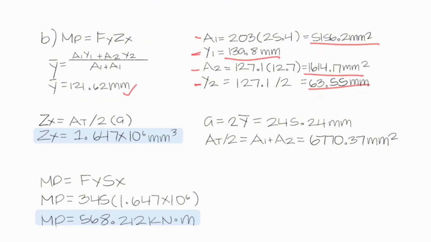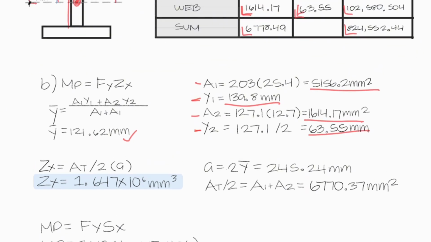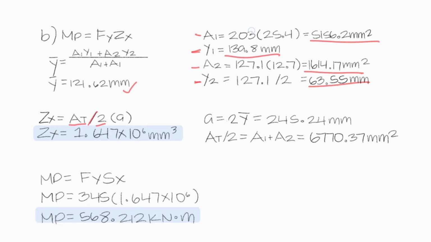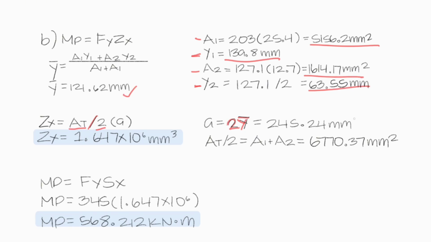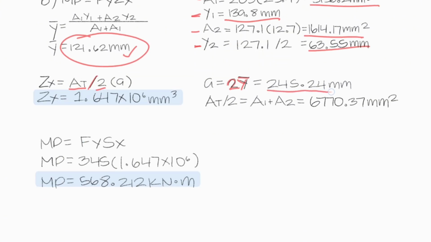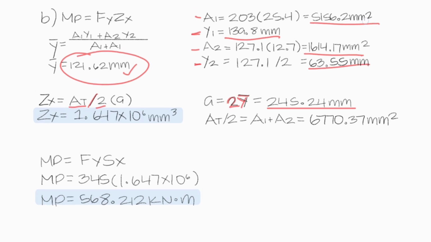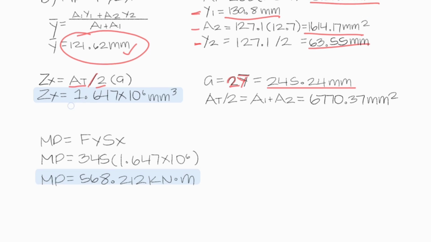To finally get the plastic section modulus, we just need to accomplish the formula, the total area divided by 2 multiplied by A. And A is solved by 2 multiplied by y bar. So that will be 121.62 multiplied by 2, which is 245.24. Now substitute these values to the formula and we will get the final answer of the plastic section modulus.